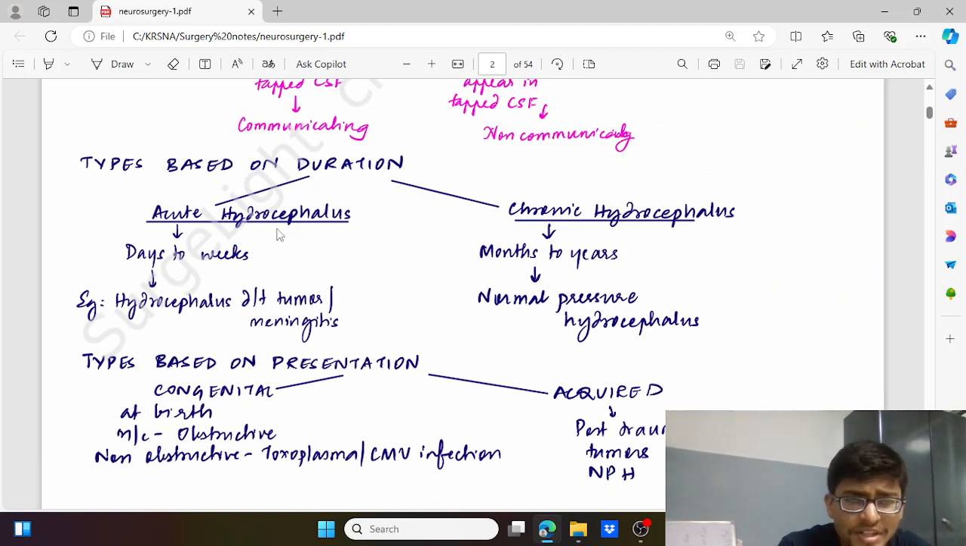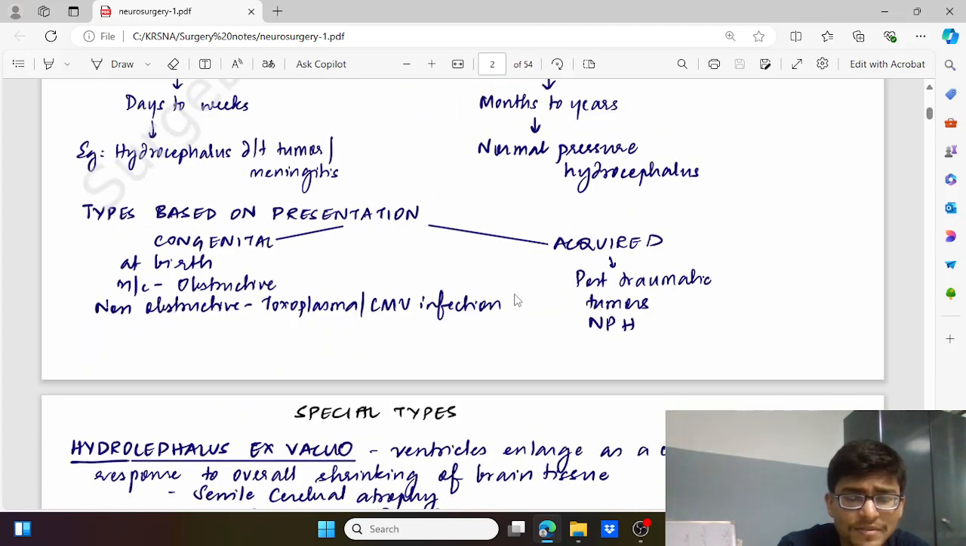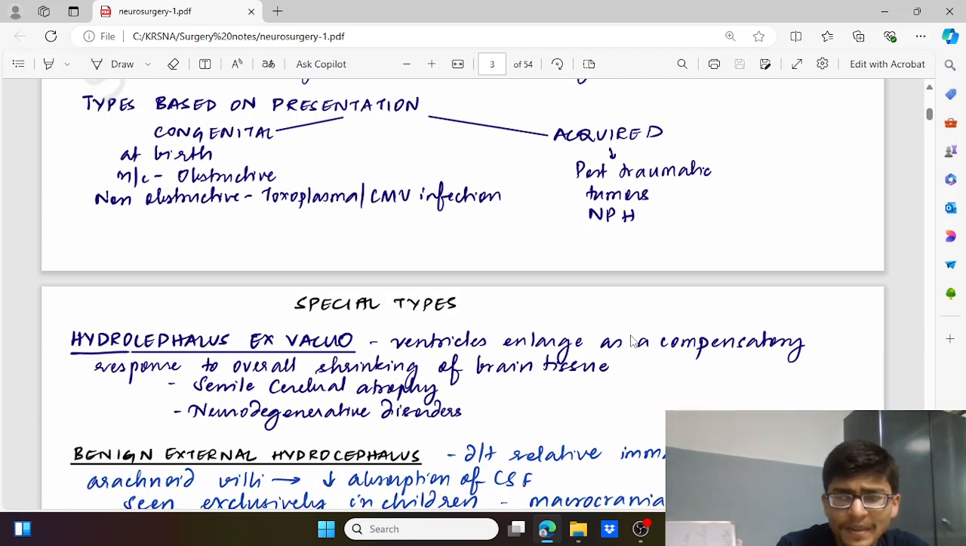Then based on the duration, it could be acute, in days to weeks, like due to tumor or meningitis. Chronic hydrocephalus is where it is months to years, as in normal pressure hydrocephalus. Types based on presentation: it could be congenital or acquired. Congenital is present at birth; the most common cause is obstructive, and non-obstructive could be due to toxoplasma or CMV infection. Acquired could be due to trauma, tumor, or normal pressure hydrocephalus.